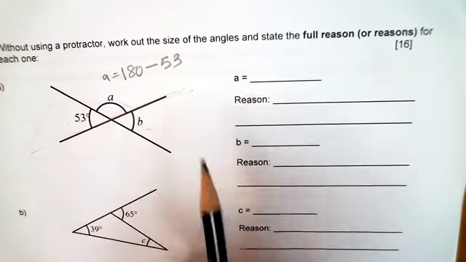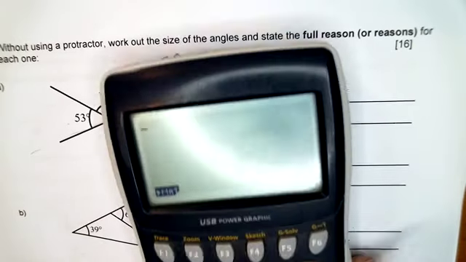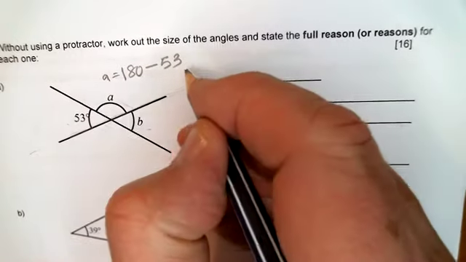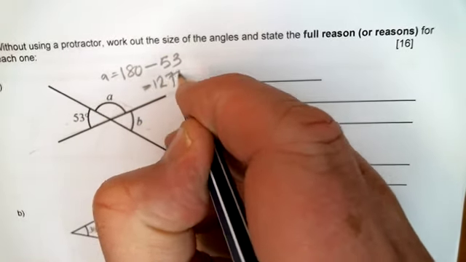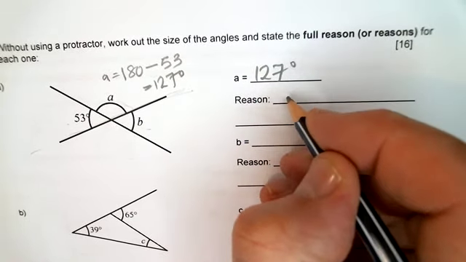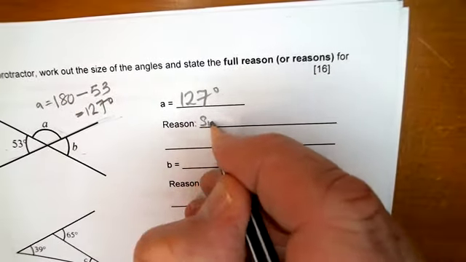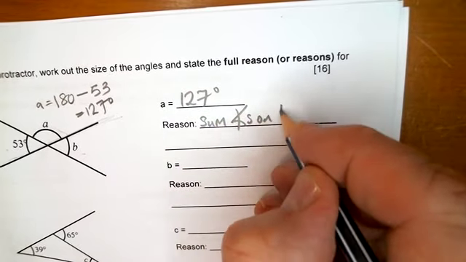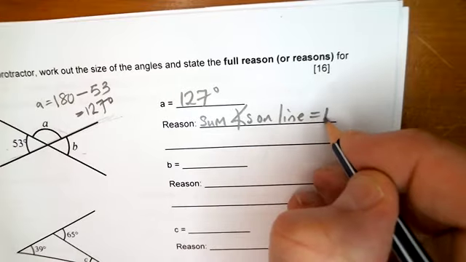And that would give us this point here. Let's try that. So I've got 180. Let's take off the 53. And we get 127. Equals 127 degrees. So there it is, 127 degrees. And I put some angles on line equal 180 degrees.